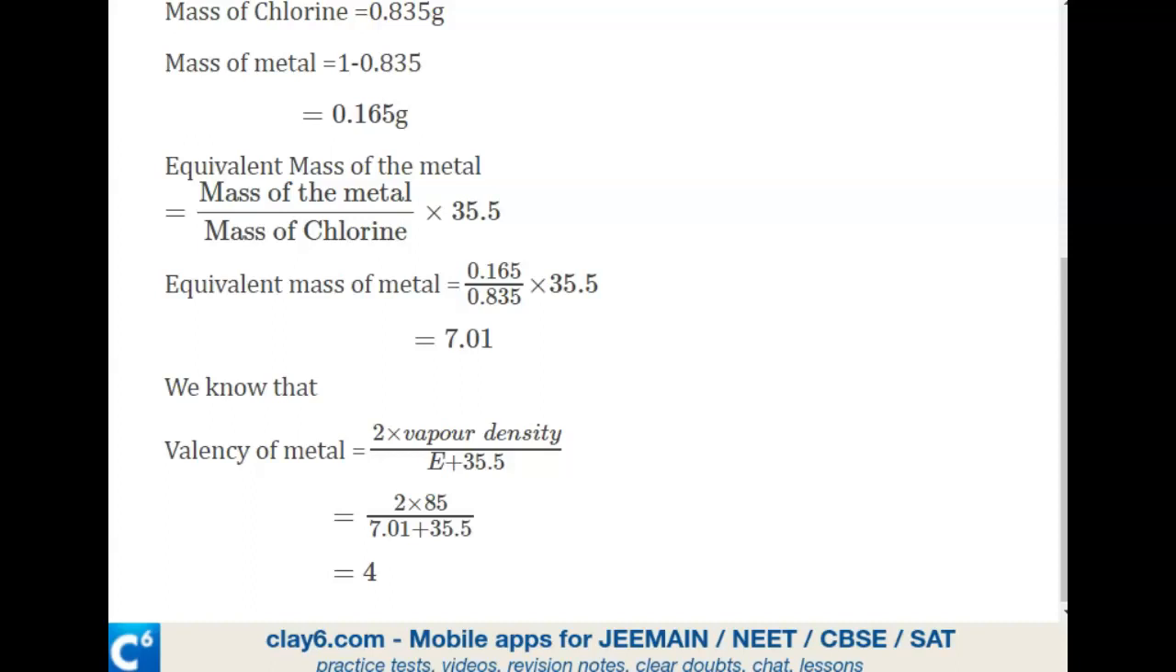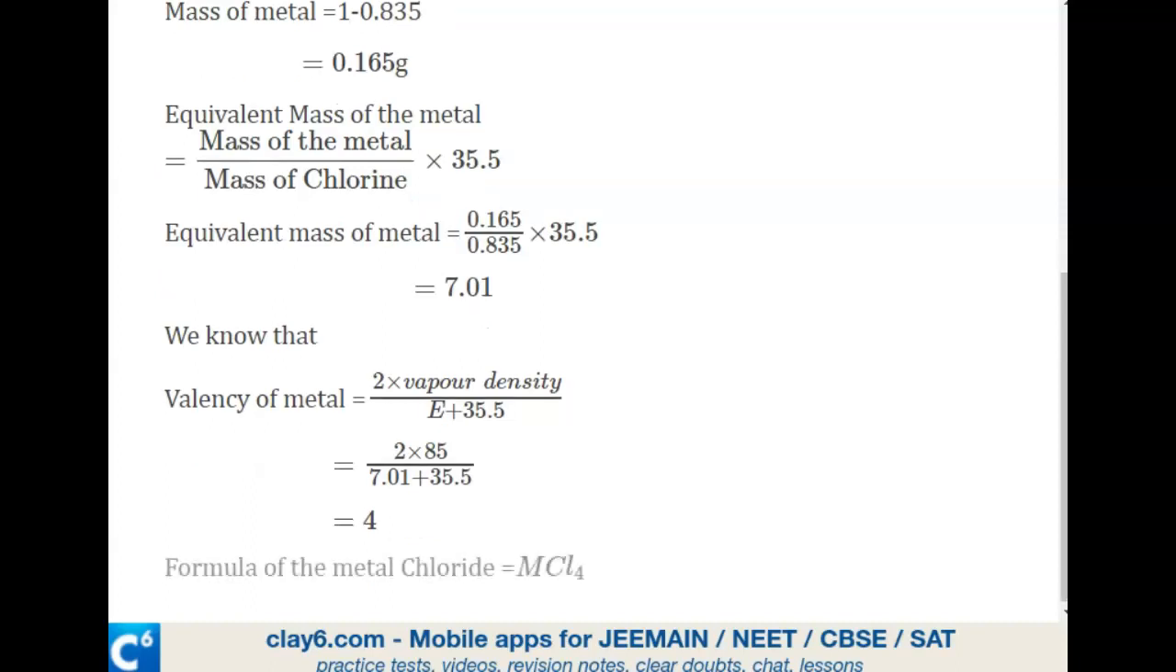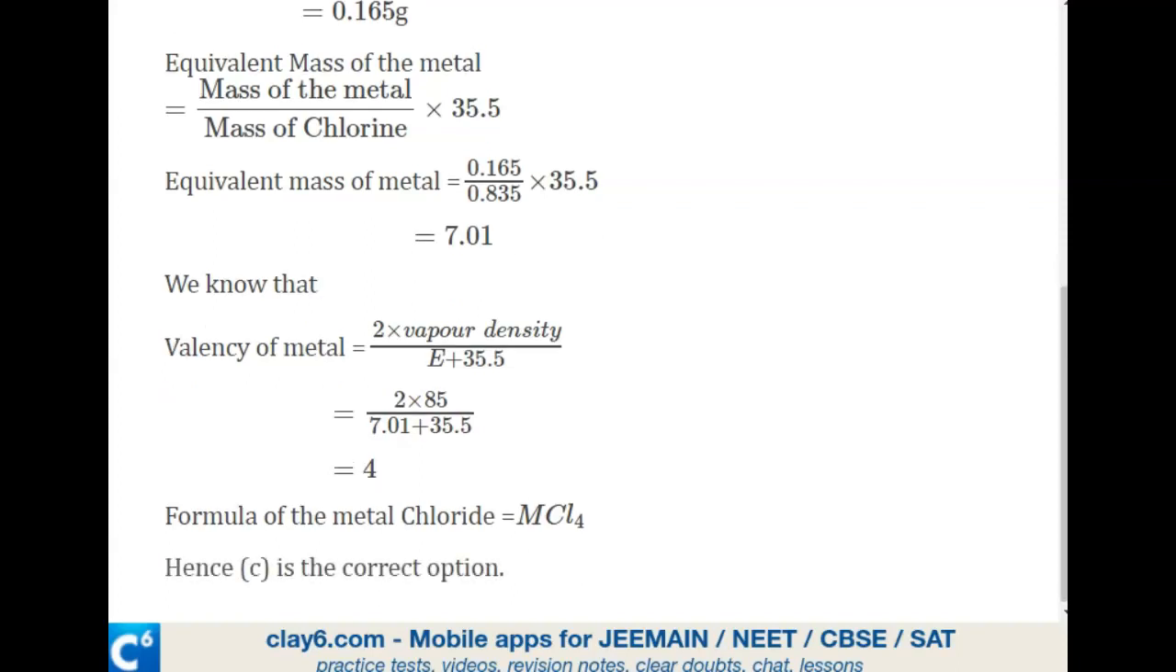Hence, since we have calculated the valency of the metal, from that we could get the formula of the metal chloride. We know that the valency of chlorine is equal to 1 and the valency of the metal we have calculated to be 4. Thus, the formula of the metal chloride is MCl4. So, the answer is option C.